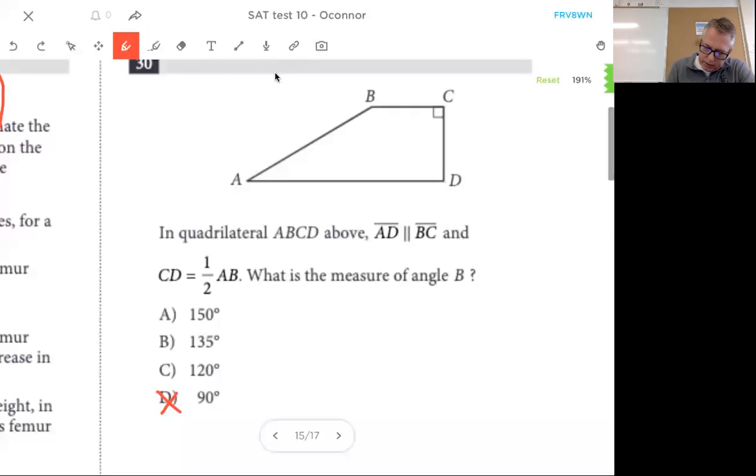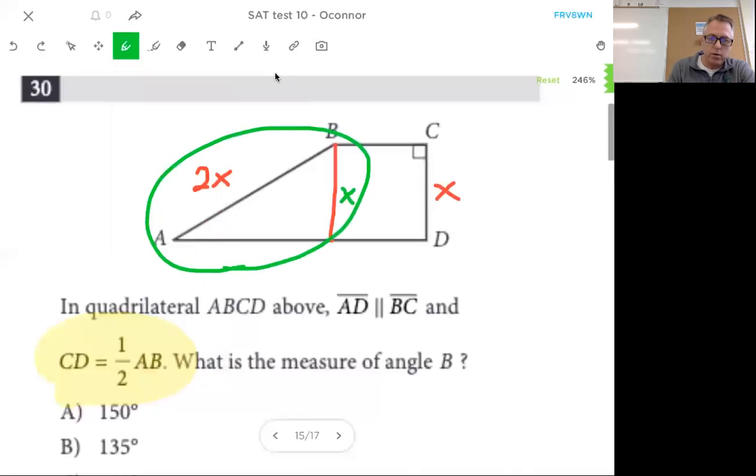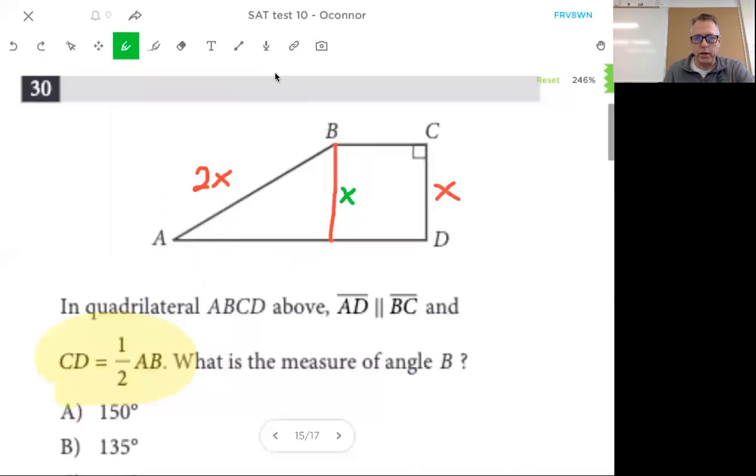So it says that this is important information right here, that CD is 1/2 of AB. And so what that means, like if CD was X, AB would be 2X. Now here's the key. If I were to look at B and drop down a perpendicular here, that then gives me, I know that this is X, right? Because it's the same as this guy. And so then this is now a 30, 60, 90 triangle. Remember the X, 2X, X root 3 idea?